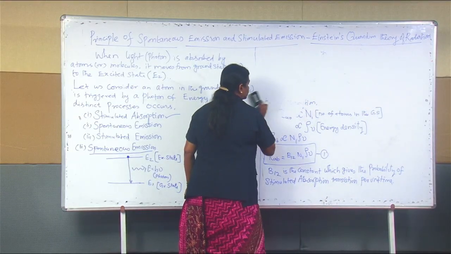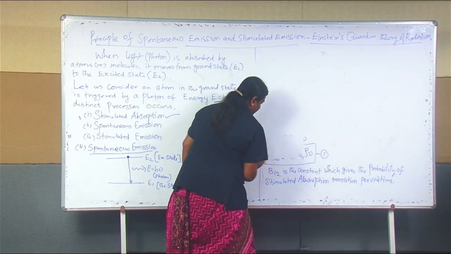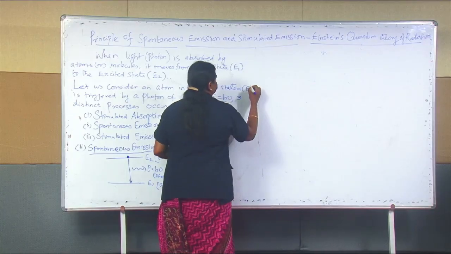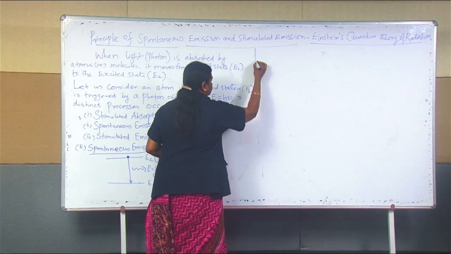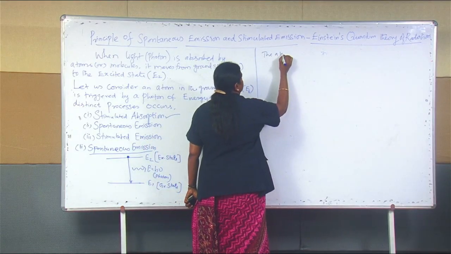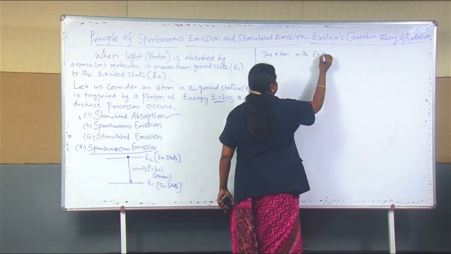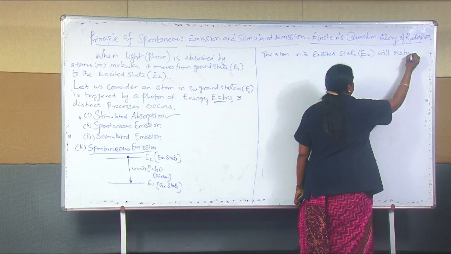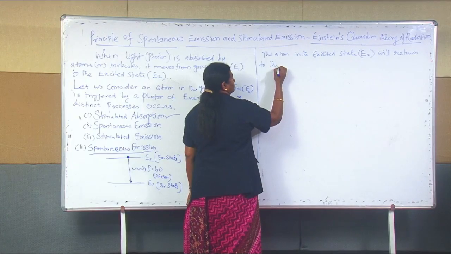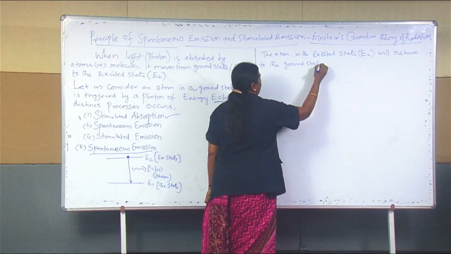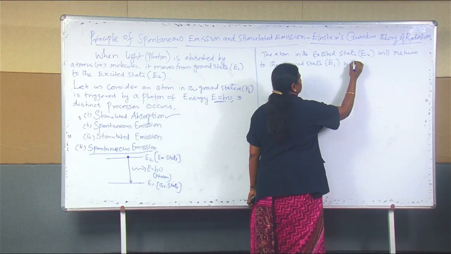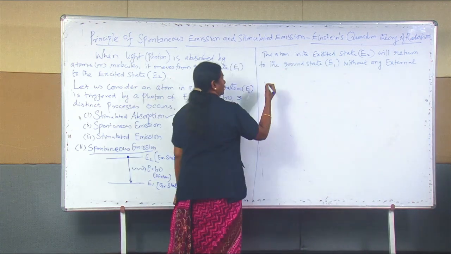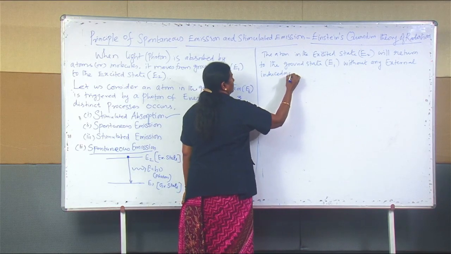Here the explanation is: the atom in the excited state E2 will return to the ground state E1 without any external triggering or external inducement. Okay, so you can write like this, or without any external inducement.